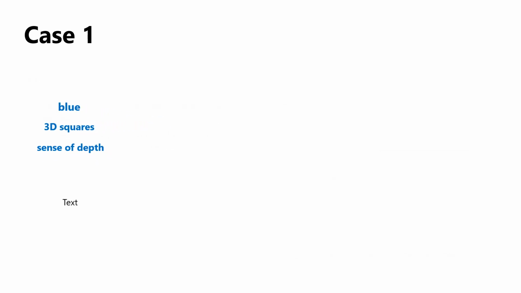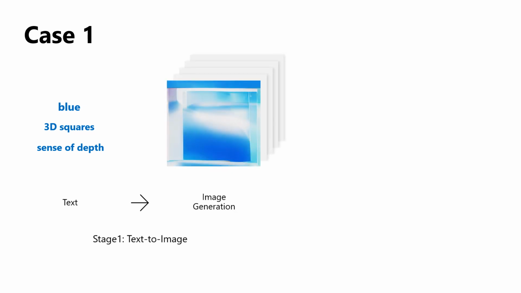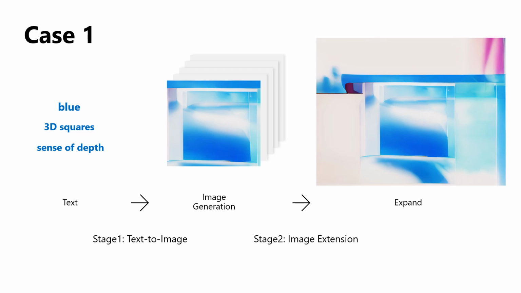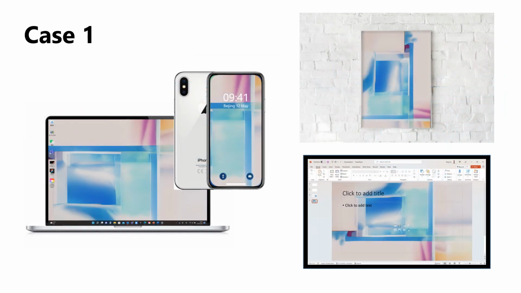Using Neural Infinity's technology, we only need to input the text of the idea, and Neural Infinity will quickly generate multiple creative pictures of different styles, and you can also expand the pictures as you want. The graphics generated by Neural Infinity have a very high quality sense of design and can meet the needs of multiple scenarios, such as backgrounds of desktop, mobile phone, PowerPoint, and you can also print it with high resolution on the wall as an artwork.